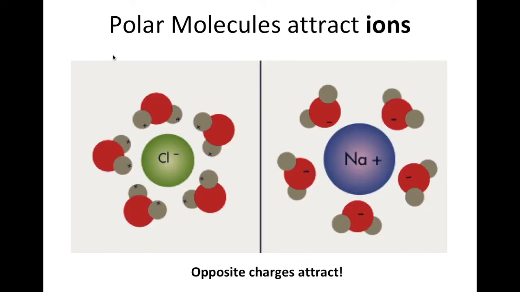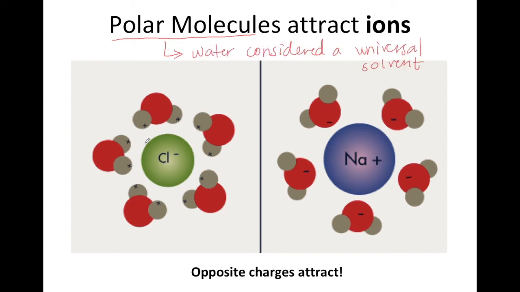The other cool thing about polar molecules is they actually attract ions. This is why water is what we call a universal solvent. Because of the polar nature water has, it is considered the universal solvent. You can see that sodium chloride is table salt, and in this case the delta positive ends of the water molecules are oriented towards the chloride because it has a negative charge. On the other hand, all the negative oxygen ends are attracted to the sodium ion because it has a positive charge.